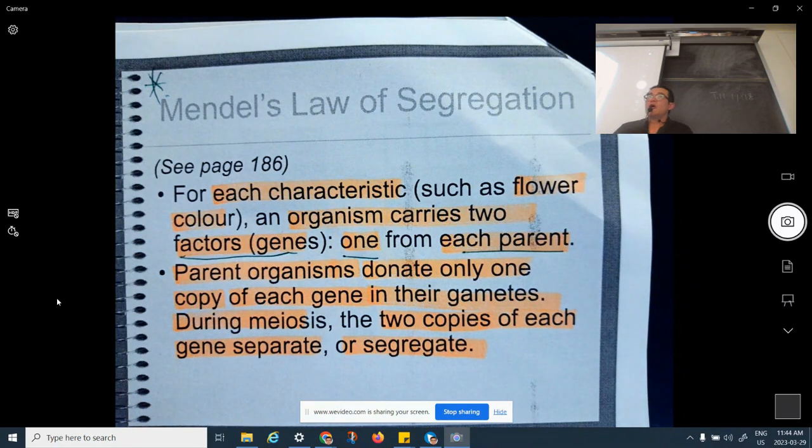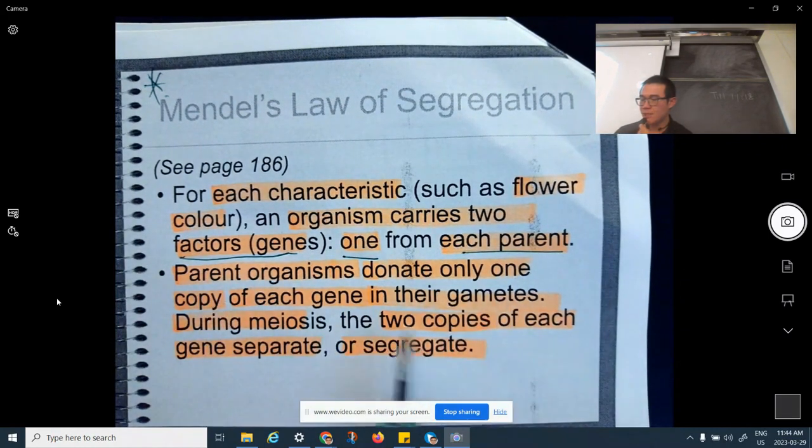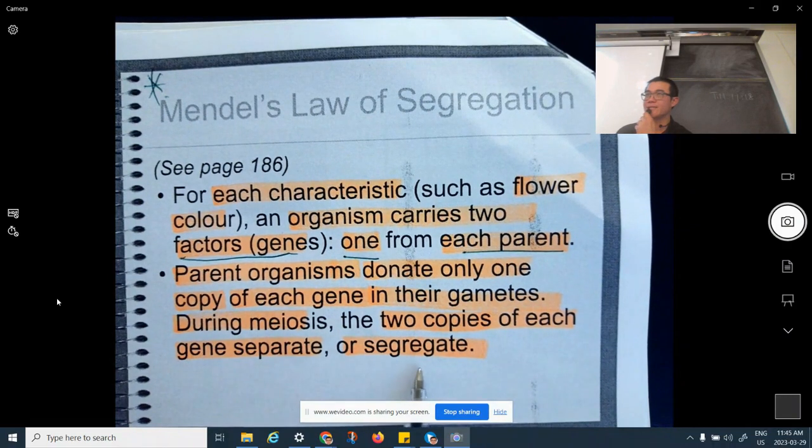So all those first generation pea plants will have one copy of the purple version of the gene from one parent, and the white version of the color gene from the other parent. Each pea plant will have two copies of that same gene. The parents donate only one copy of each gene in their gametes, sperm or eggs, pollen or ovule. During meiosis, the two copies of each gene separate, or segregate.